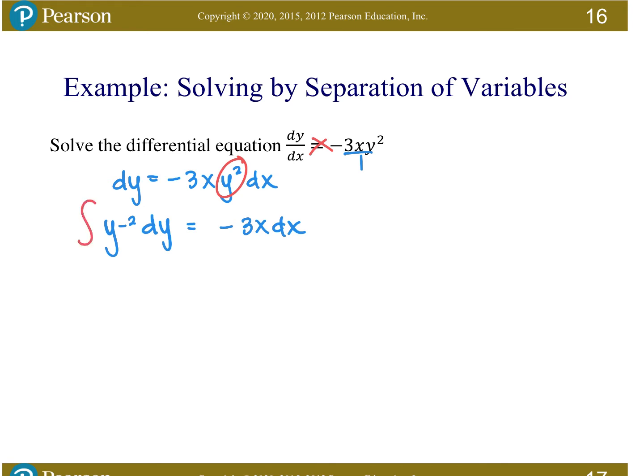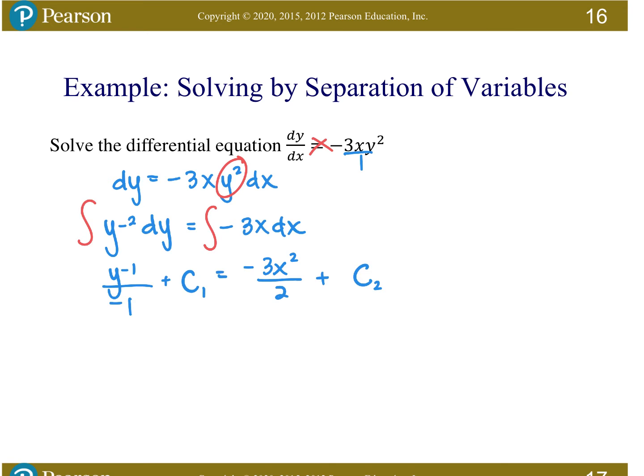So I'm going to put an integral sign on both sides. And I'm going to work on the integration. So the integration becomes y to the negative 1 divided by negative 1 plus the constant c. And on the other side, we get negative 3x to the second divided by 2, also plus c. Now you can't have two different plus c's. So we're going to call this one a c1 and that one a c2.